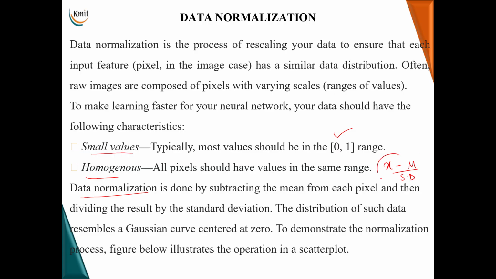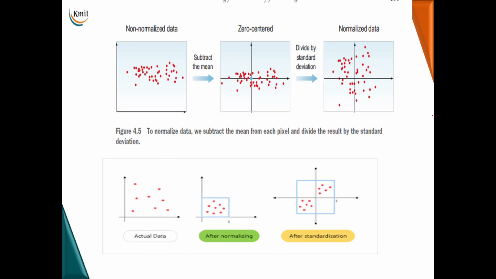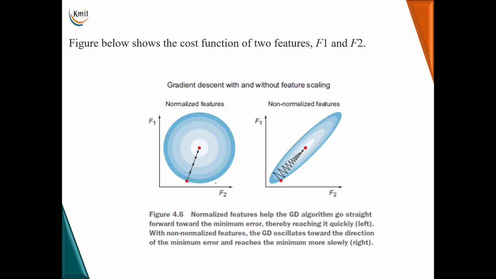The same formula is applicable for training as well as testing data. The same mean and same standard deviation are used for both training and testing to normalize the data. So here is the scatter plot of non-normalized data, then subtracting the mean and dividing by the standard deviation. You can see that it got normalized to a standard scale. Here is another pictorial representation: actual data, which I normalized and got all the data points in one range, so that it will be helpful for my model during the training process.